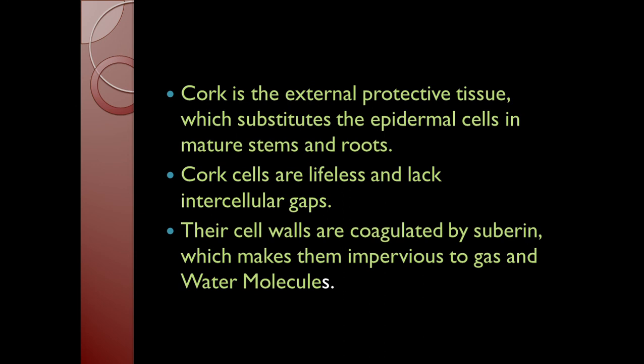Cork is the external protective tissue which substitutes the epidermal cells in mature stems and roots. Once the stem and roots get matured, they are covered with cork, which is the external protective tissue. The cork cells are lifeless and they lack intercellular gaps. Their cell walls are fixed by the cementing substance called suberin. It makes them impervious to gas and water molecules, meaning gas and water molecules cannot pass through them.